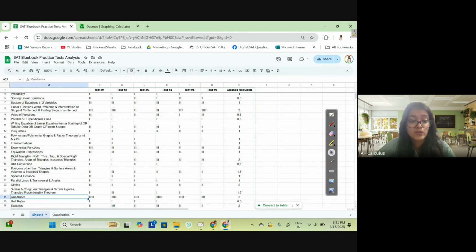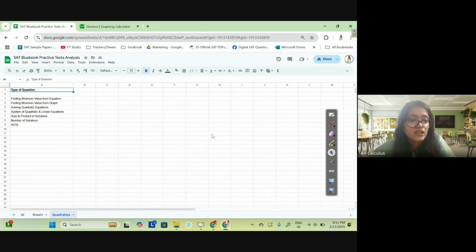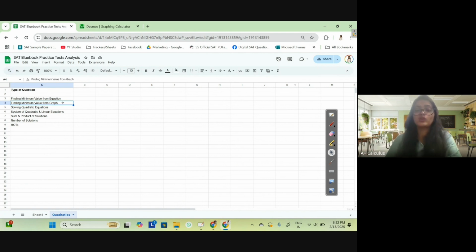I think quadratics is the most important topic because it has at least 4 questions in each test. So let's start with quadratics. In quadratics, these are the question types that you can expect. First is finding minimum value from equation, finding minimum value from graph. They can give you the equation of a quadratic function or just a quadratic equation, and from that equation, you have to find either the minimum value, or the value of x at which the function or equation will take its minimum value.